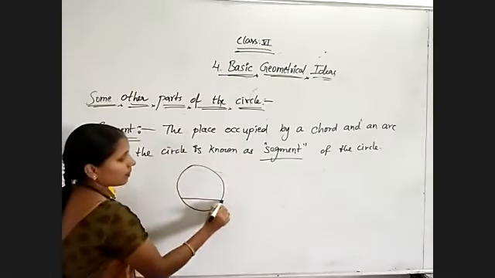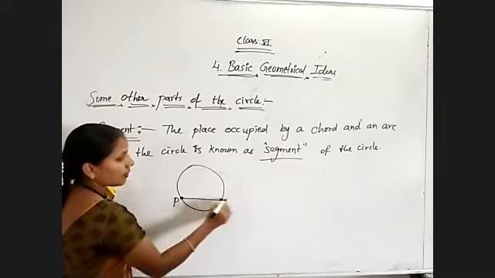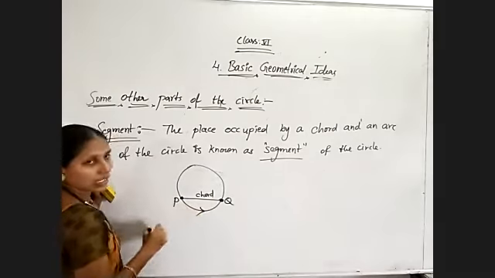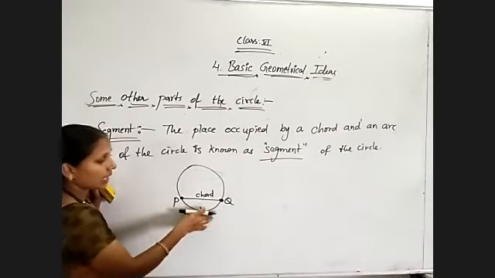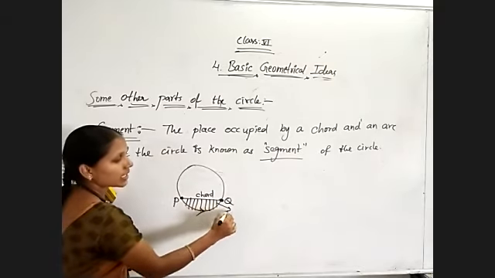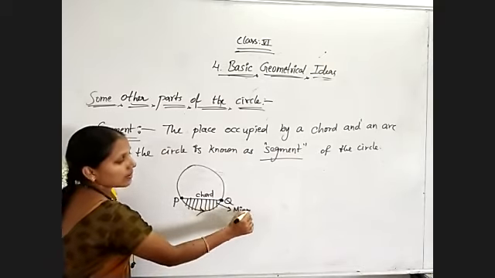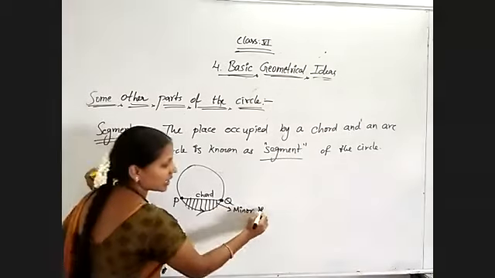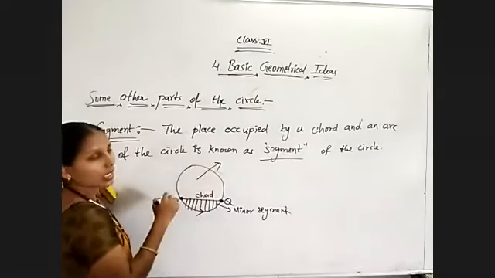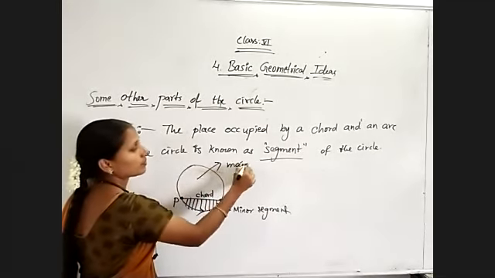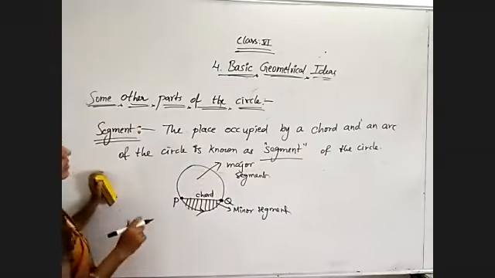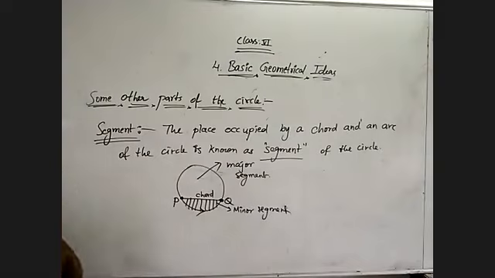So here AB or PQ. PQ is a chord and this is an arc. PQ is an arc and chord. So this space is known as a minor segment because less space is occupied. And above, whatever part is more, that is the major segment. Okay. Now coming to the next.